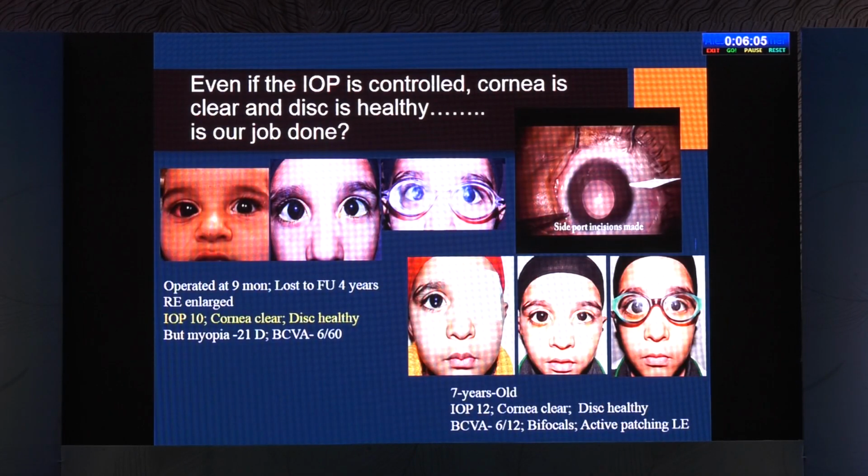So even if the IOP is controlled, the cornea is clear, the disc is healthy, is your job done? If you see this kid, for instance, operated at 9 months, and for some strange reason, because the cornea cleared and he was fine, he was lost to follow-up. And one fine day when he's about 4 years old, he came back to us, pressures 10, cornea clear, disc healthy. Is your job done? But then you do a refraction and the myopia is like -21 in this eye, and these are the kind of glasses he was prescribed.